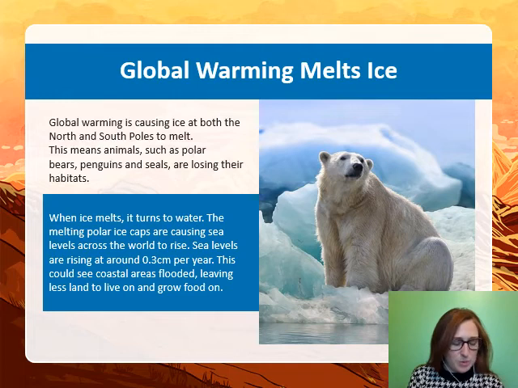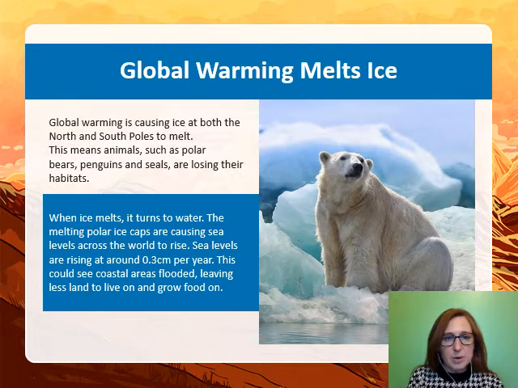So here's some of the problems with global warming. Global warming melts ice. Global warming is causing ice at both the North and South Poles to melt. This means animals such as polar bears, penguins and seals are losing their habitats. When ice melts, it turns into water. The melting polar ice caps are causing sea levels across the world to rise. Sea levels are rising around 0.3 centimetres per year. This could see coastal areas flooded, leaving less land to live on and food to grow.